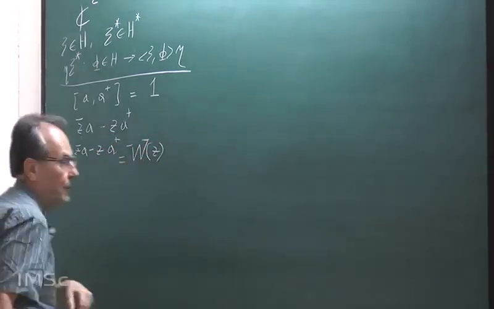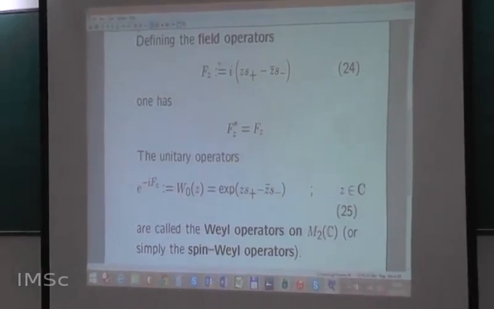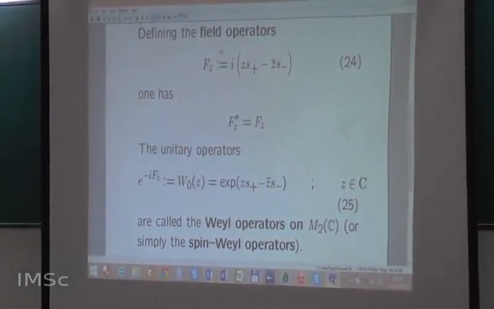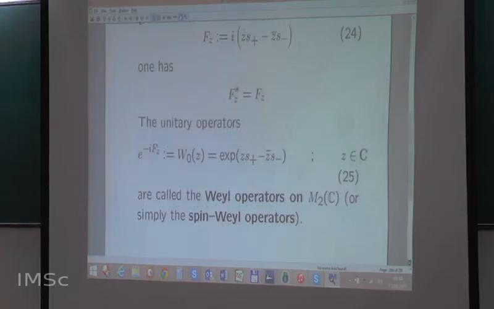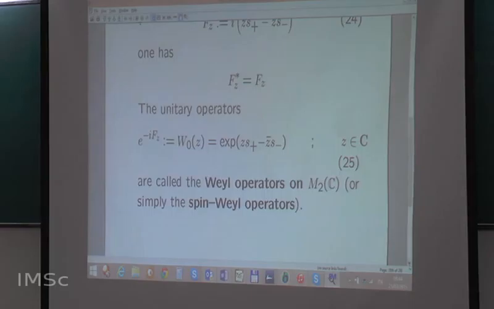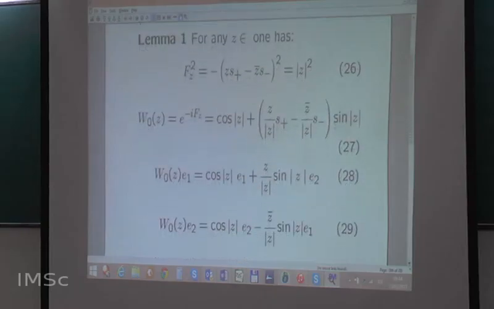As you see, if I define now, this is skew adjoint. I multiply by i and I get a self-adjoint operator. And this is what is called the Bernoulli field operator. From the Bernoulli field operator, by exponentiating, I define the Bernoulli analog of the Weyl operators, sometimes called in physics the spin Weyl operators. Spin Weyl operators have nice properties, which I have collected in this lemma.